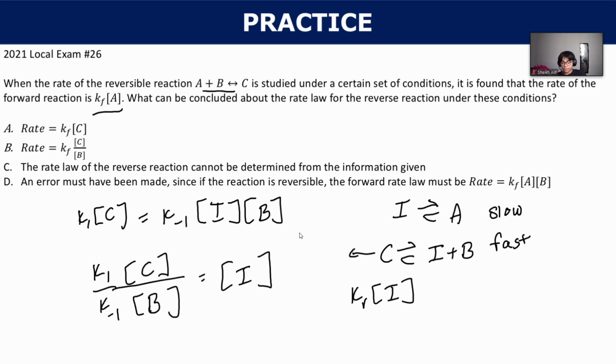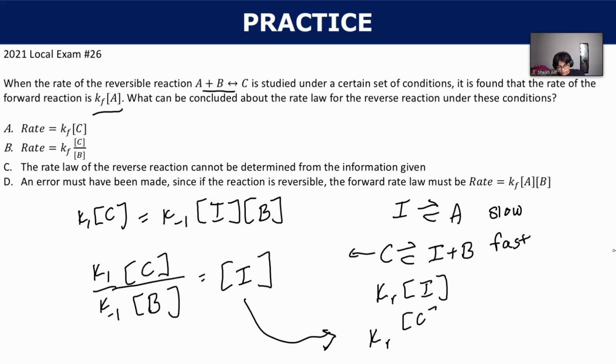Now we can plug that in here, and all these K's are going to multiply and divide out. We can just say that the final K is going to be Kr. If we substitute for I, the rate law is just going to be Kr times C over B. That's the rate law for the reverse reaction. So which answer choice is this? Well, that's going to be answer choice B.